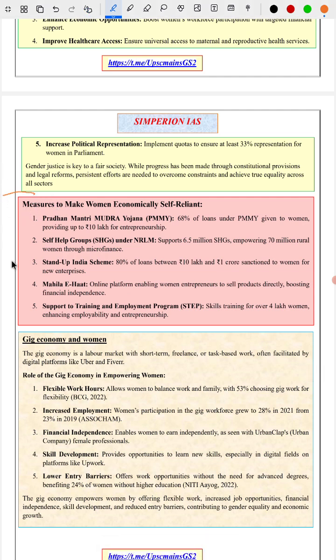And what are the steps that are taken to make women economically self-reliant? Only the economic angle. What are the steps that are taken to make women economically self-reliant? That is Pradhan Mantri Mudra Yojana, that is loans, self-help groups, Stand Up India, that is related to startups, Mahila e-Haat, and training and employment programs. Next, we have dealt with the topic gig economy and women.